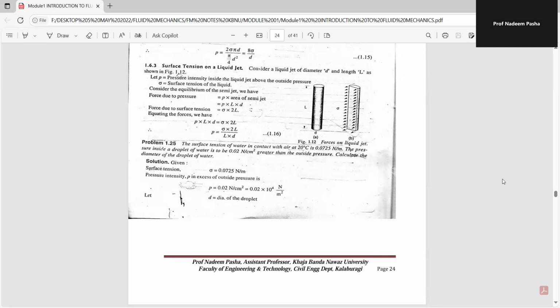So the first problem: the surface tension of water in contact with air at 20 degrees Celsius is 0.0725 Newton per meter. So sigma is given to us as 0.0725 Newton per meter. The pressure inside a droplet of water is assumed to be 0.02 Newton per centimeter square. P is given to us as 0.02 Newton per centimeter square. If you convert this, it becomes 0.02 into 10 raised to 4 Newton per meter square.